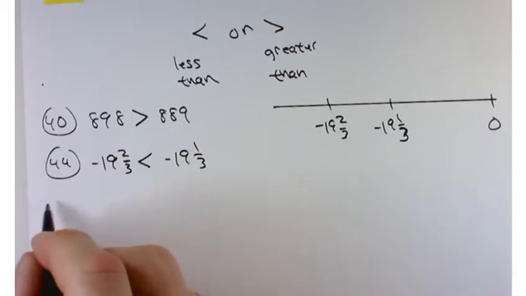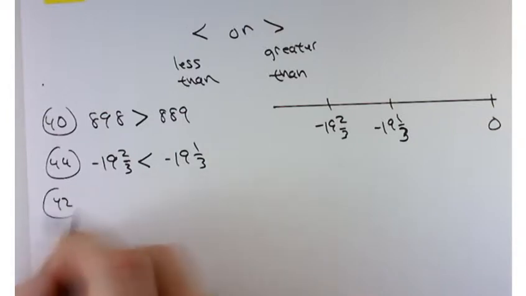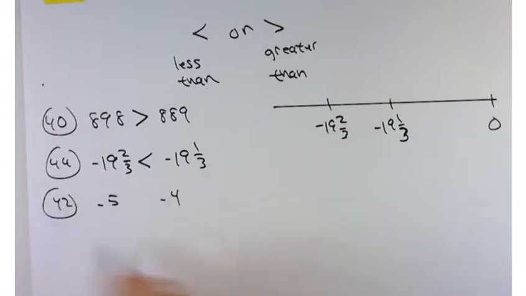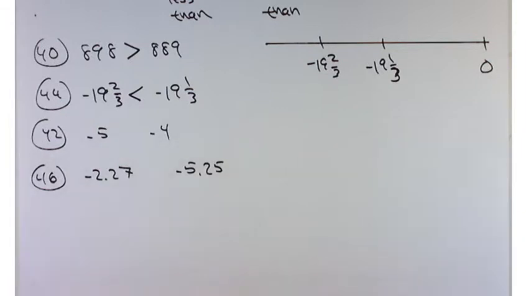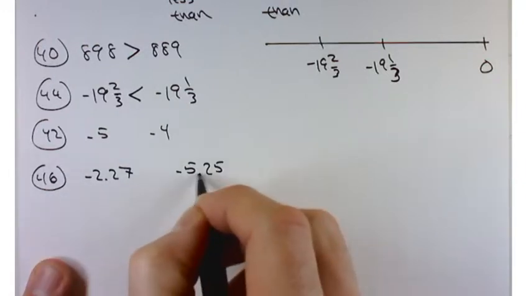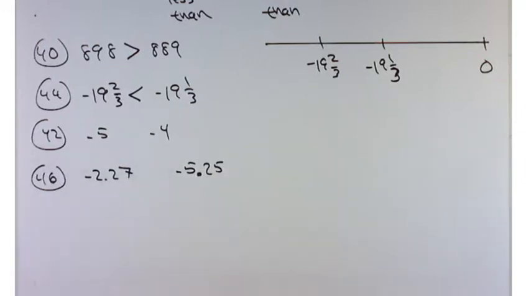All right, a couple more for you to try. Problems 42, negative 5 and negative 4, and 46, negative 2.27 and negative 5.25. So just a couple to think about real quick. There's a point here. So it's negative 5.